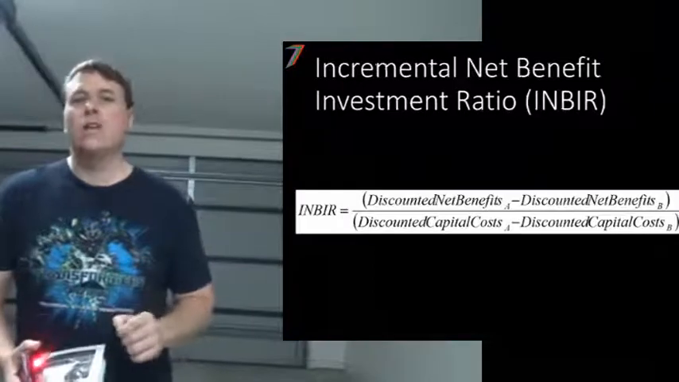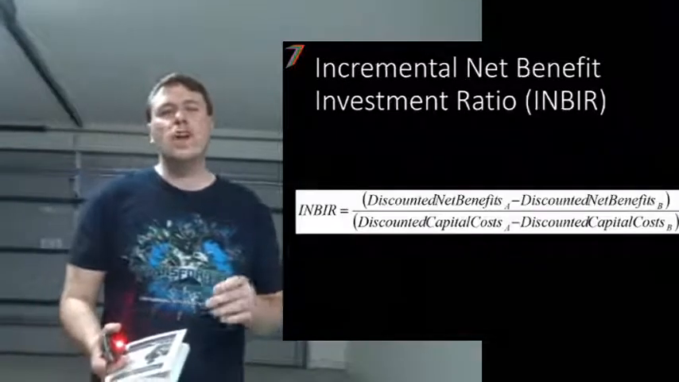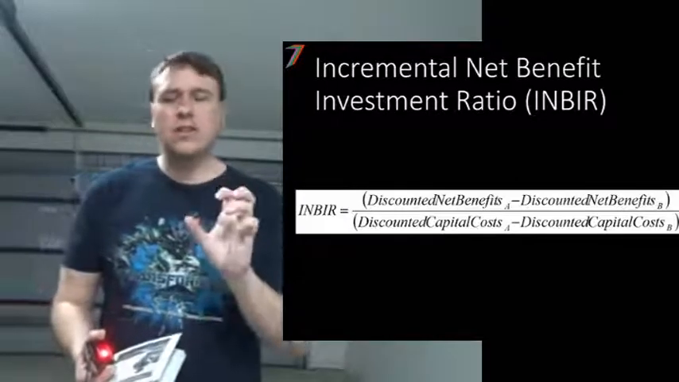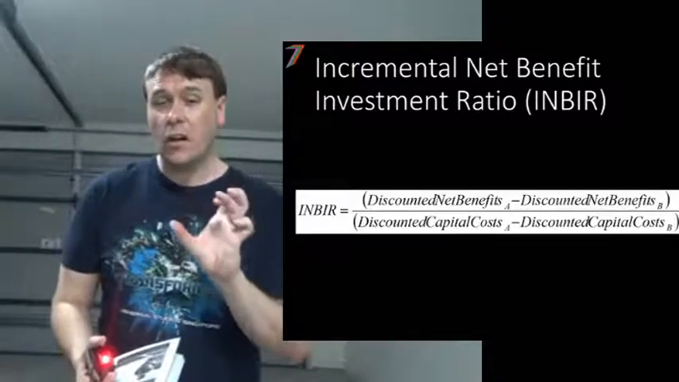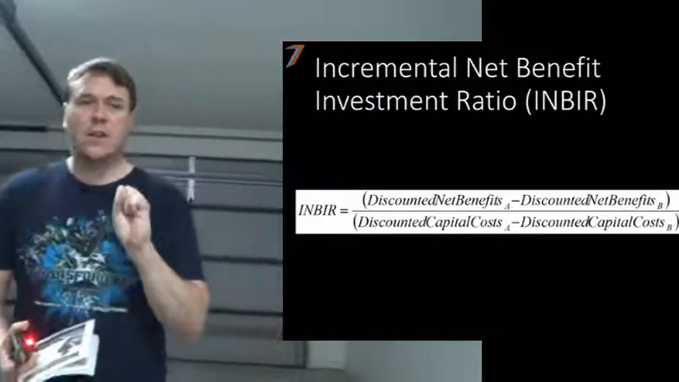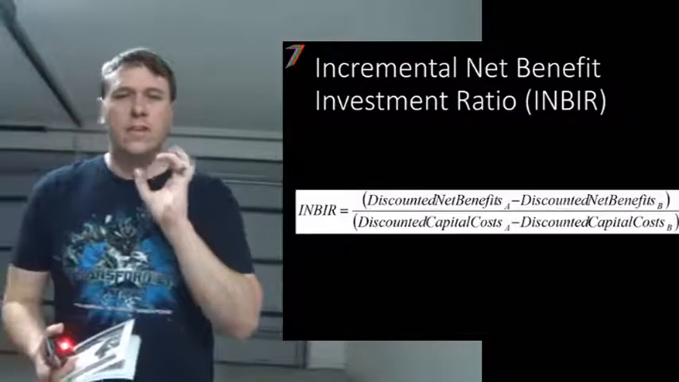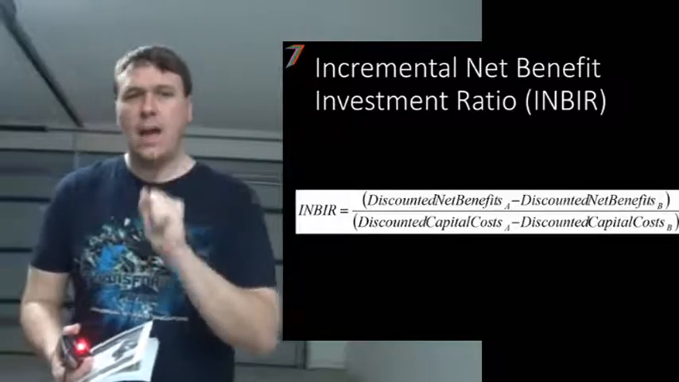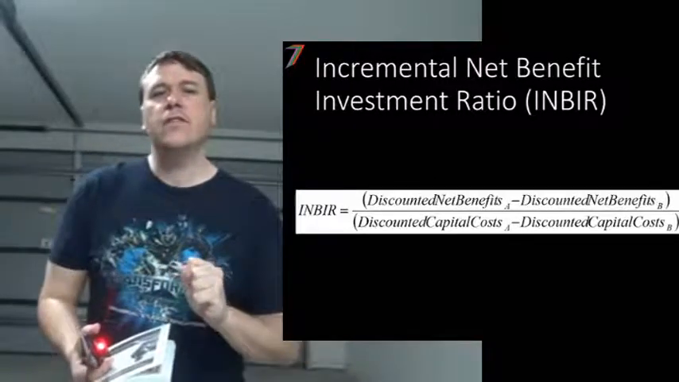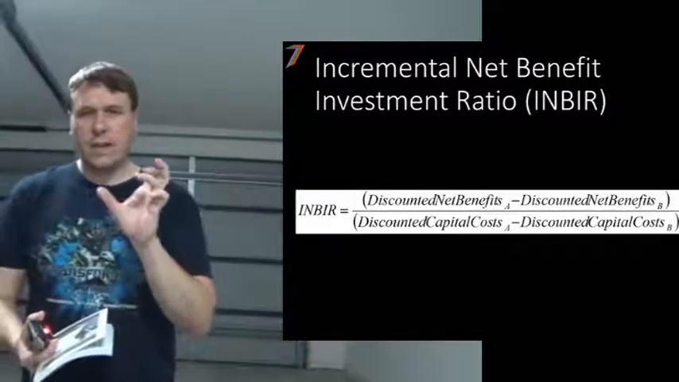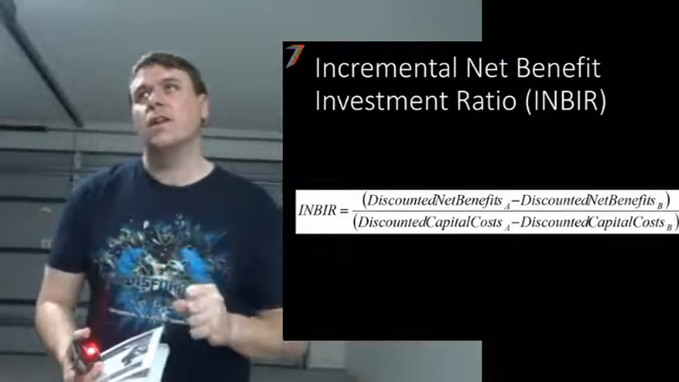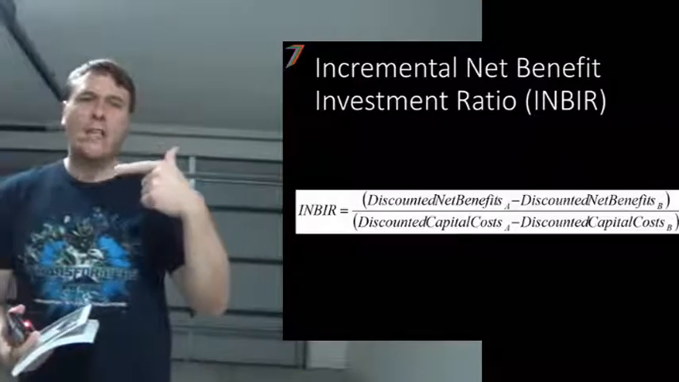All right, next indicator I'm going to have a look at is the incremental net benefit investment ratio. So this is quite interesting and it's quite simple to explain. You get your discounted net benefits of your more expensive, your higher cost project, and you minus off your discounted net benefits of your lower cost project. So you get that difference, and then you divide it by the difference in the capital costs. So you get the capital cost of the higher cost project minus it off from the lower cost project.